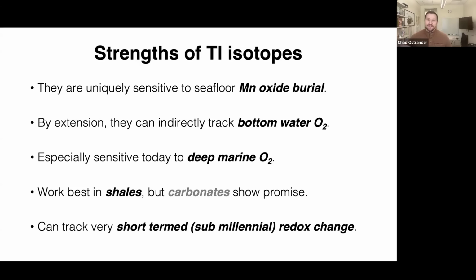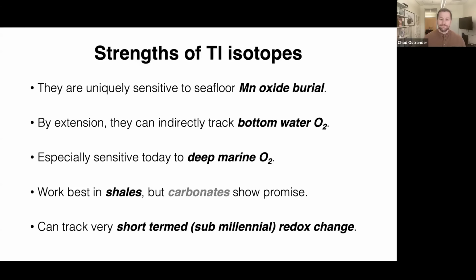And because of these unique properties tied to manganese oxide burial, it seems, based on modern data that we have to this point, it's a really good tool for specifically tracking deep marine oxygenation, which some of you might attribute to the ventilation of the ocean. So it seems like a good tool for checking things like that. Right now, it seems to work very well in shales.